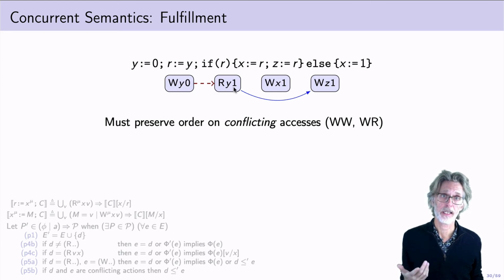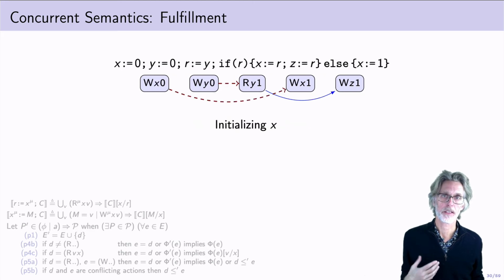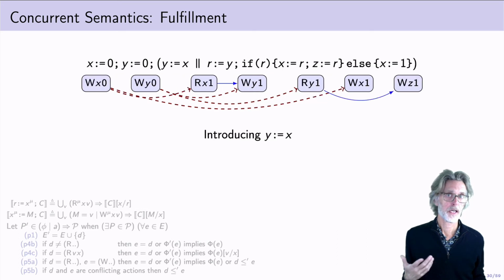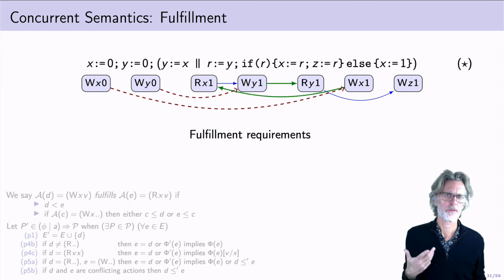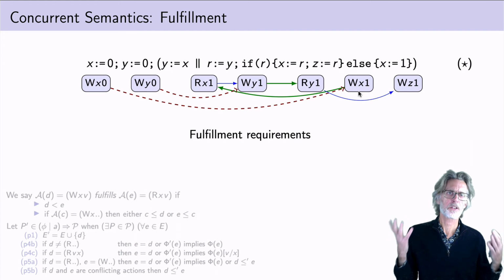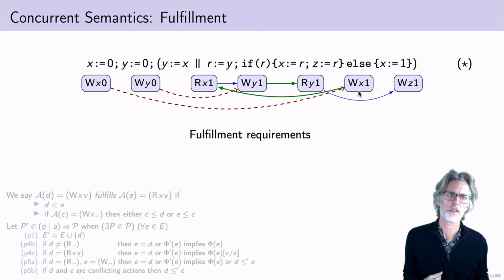such as those to y here. We also need to initialize all of our variables. In order to fulfill y, I need to add another thread, which will actually give me the value I'm looking for. And we need to follow the requirements for fulfillment to fulfill those reads. Once I've done this, I've actually got the Pomset for star, the program that we saw earlier.